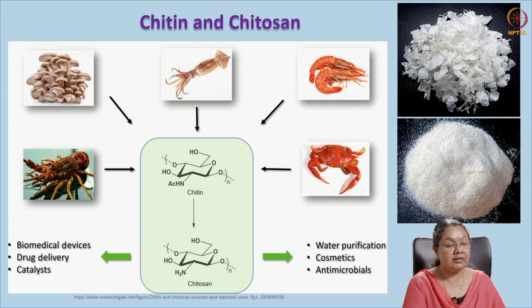The pens and the cuttle bones are also rich in chitin and chitosan, and they have a very unique structure, and because of that they are important in biomedicine. They are also important in drug delivery and in wound healing. They are used in cosmetics and other purifying methods like water purification. They also exhibit antimicrobial properties.